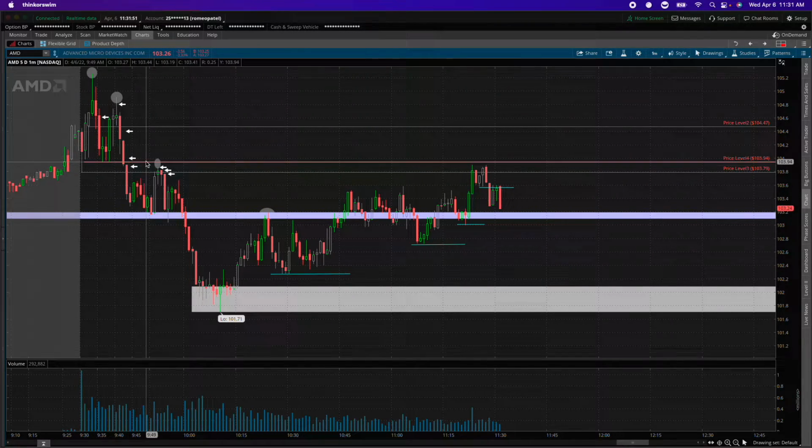So we have to see, okay, can it break out of the supply area? If it breaks out of this supply area, where's the next stop? Understand that whenever you get into a call, whenever you get into a put, you have to know where it can potentially go, right? You do not want to just get into something and not know where your exit strategy is.